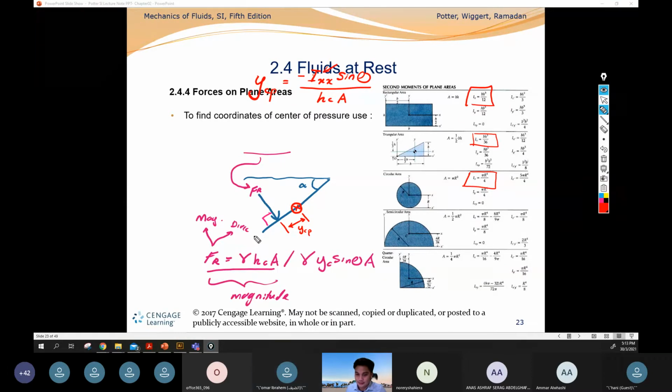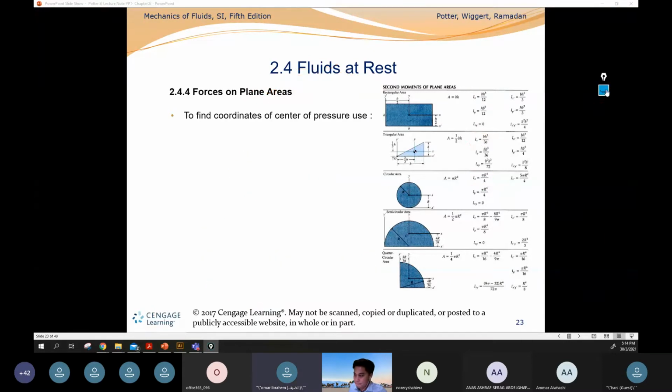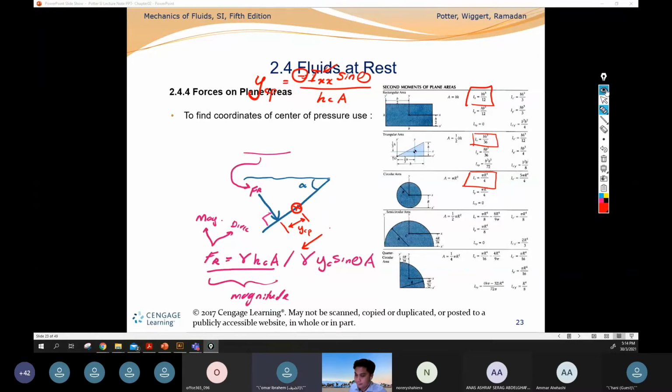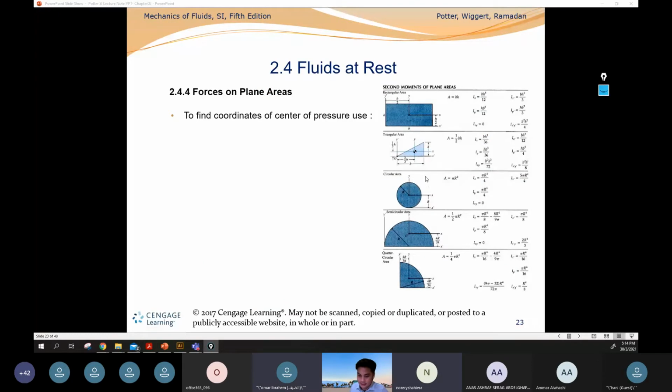So far clear? Yes, Doctor. Okay. Can you see this is negative? The negative means it is below the centroid. That is why it is negative. When it is positive, it is above the centroid. Okay, so far you guys clear about this? Yes, sir. Okay, I hope you understand.